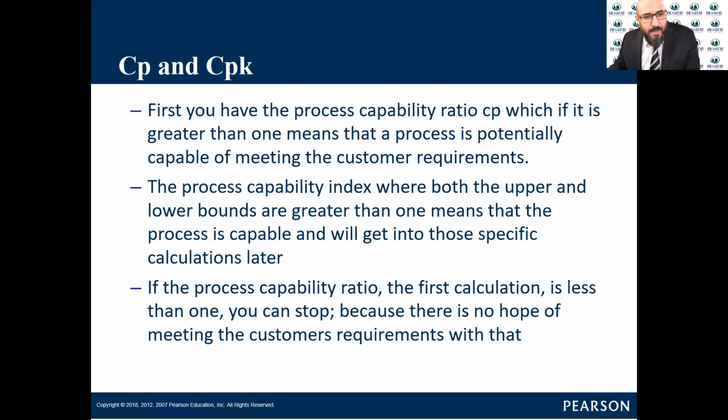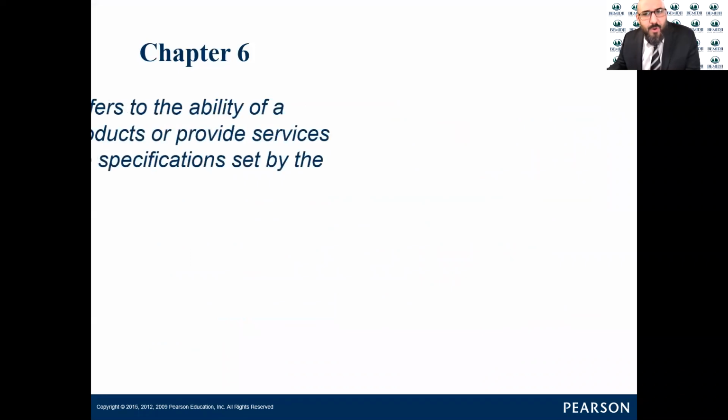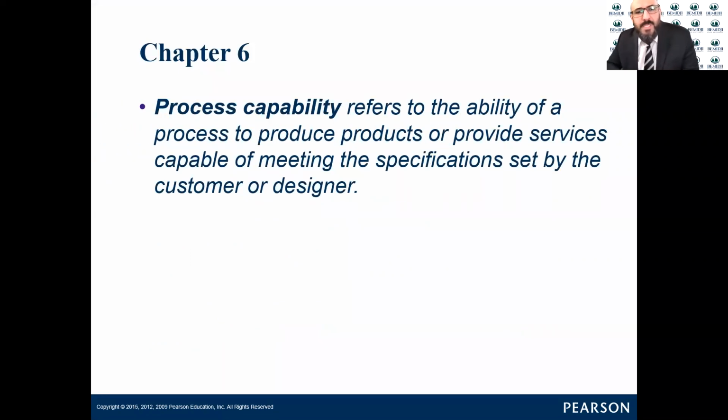All right, so what we're going to do here is go over the process capability definitions. Process capability refers to the ability of a process to produce products or provide services capable of meeting the specifications set by the customer or designer. So again, these specifications are set by customers or by the designer of the process.